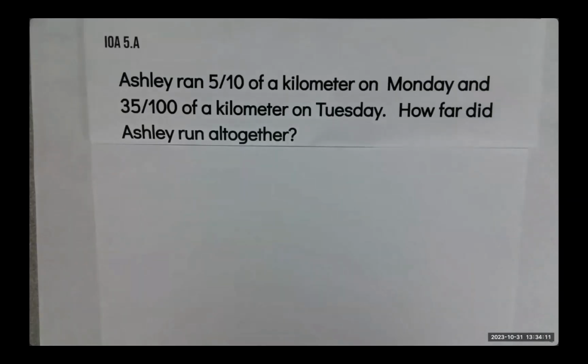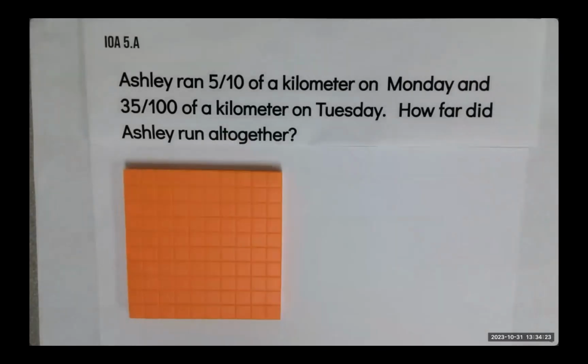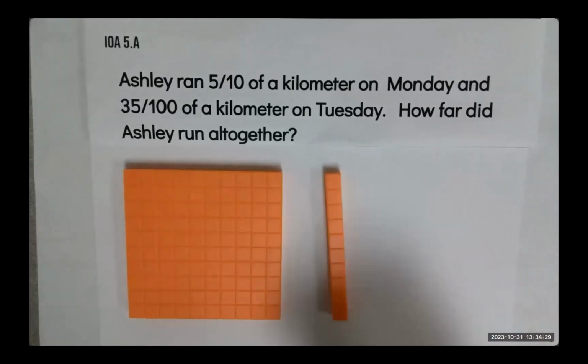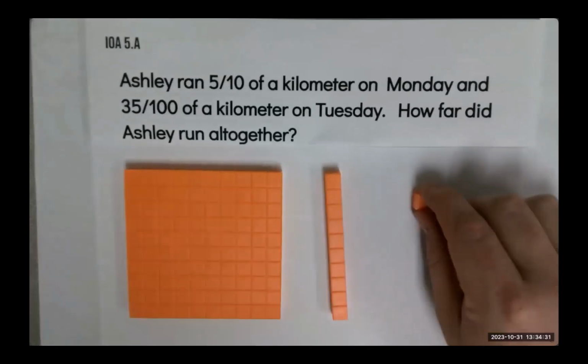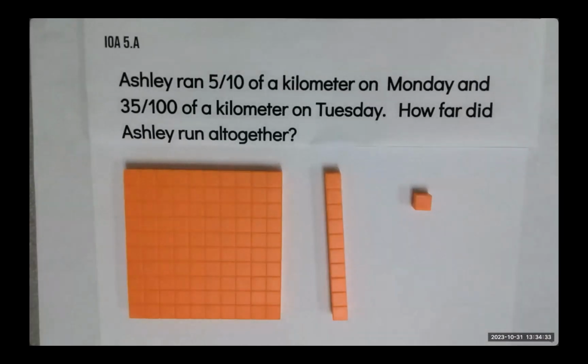So, using base 10 blocks, I'm going to need to create the amount of kilometers Ashley ran on Monday and Tuesday. To model this, I can use a flat to represent 1 whole kilometer. I can use rods to represent 1/10 of a kilometer, or I could use units to represent 1/100th of a kilometer.